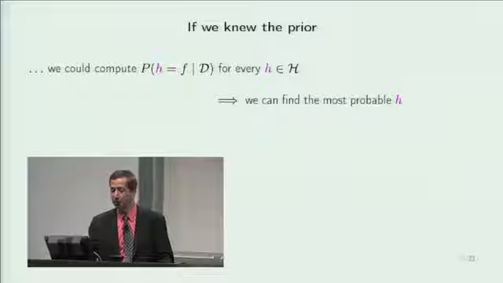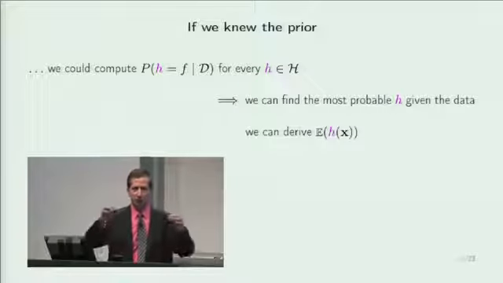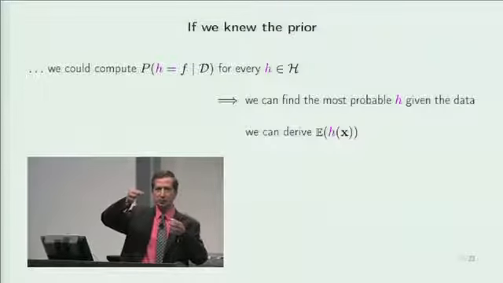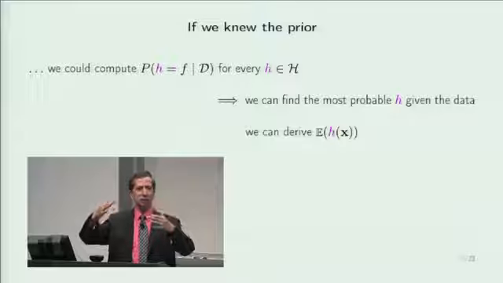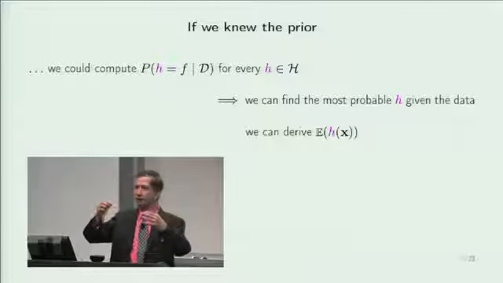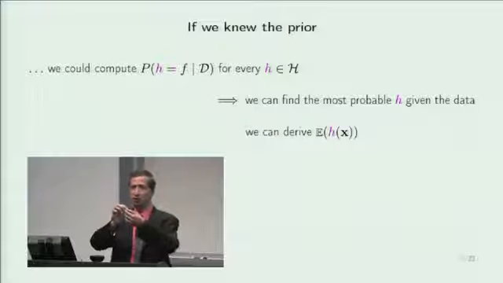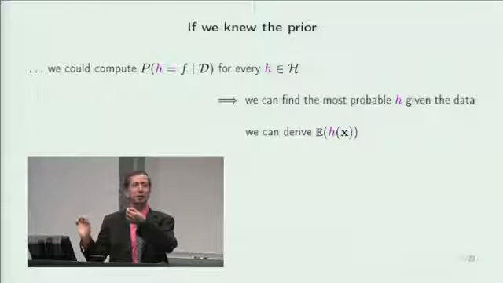I can now actually ask myself, I can derive the expected value of H, because for every H there is a probability. Instead of picking just the highest probability and sticking with it, why don't I get the benefit of the entire probability distribution? The target function could be this one, could be this one, could be this one, with these probabilities.